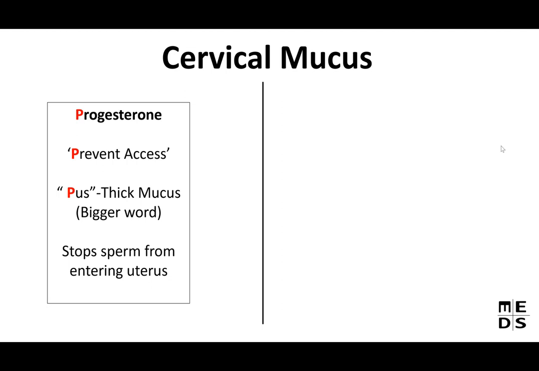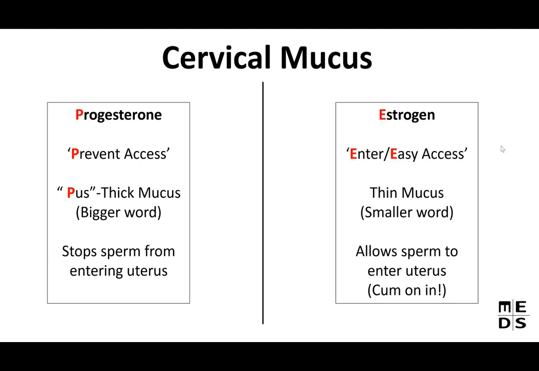When you open the doors, you just want a couple to come in, and then once the sperm is actually making its way to the fallopian tube to implant and fertilize the egg, you don't want other ones coming behind it. You don't want to have someone having like octuplets. So progesterone's job is to prevent access. And just think about it, it's a longer word than estrogen, so think that it's thicker. It makes a thick mucus, and it's going to stop the sperm from entering the uterus. And think pus.